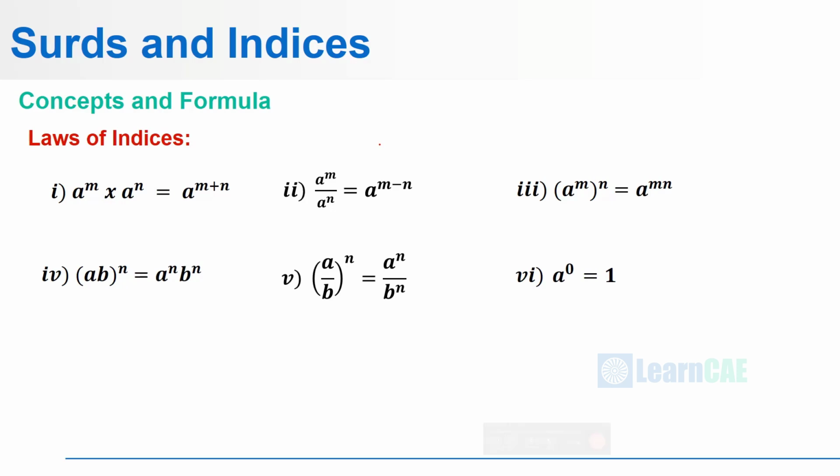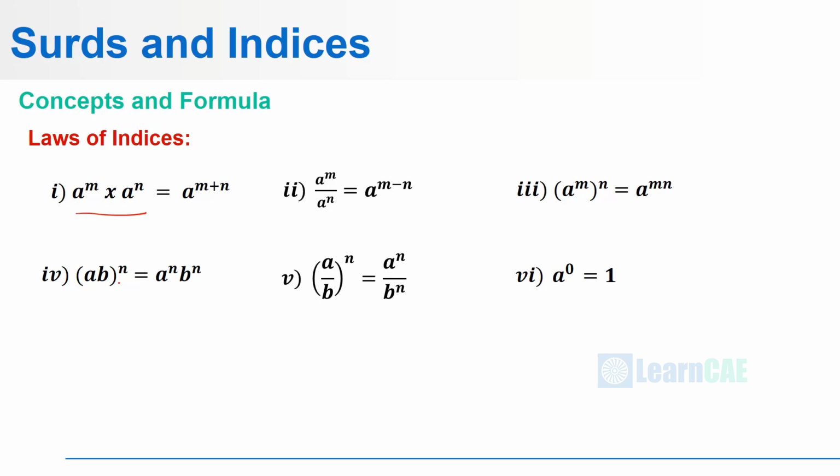Next, we shall see the laws of indices. A power m into a power n is equal to a power m plus n. Similarly, a power m divided by a raised to power n is equal to a power m minus n. So, when the two values are multiplied, we can add the powers, and when they are divided, we can subtract the powers. Next is a power m raised to power n is equal to a power m into n.